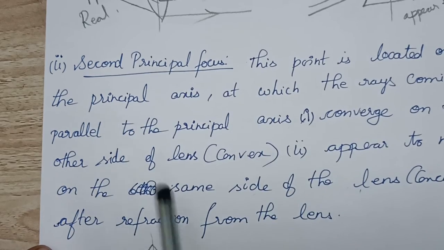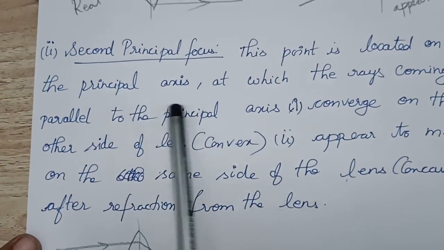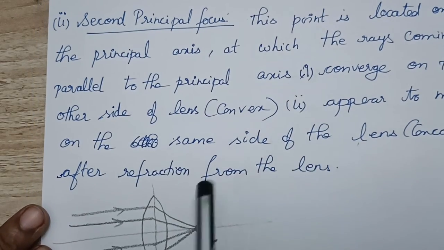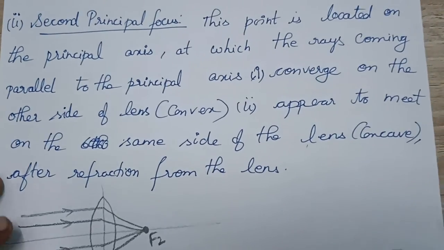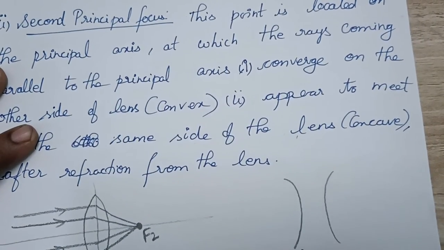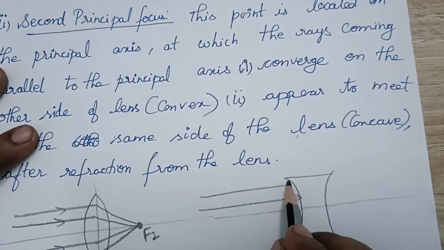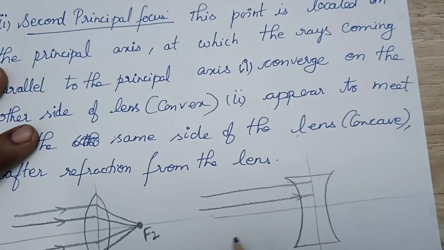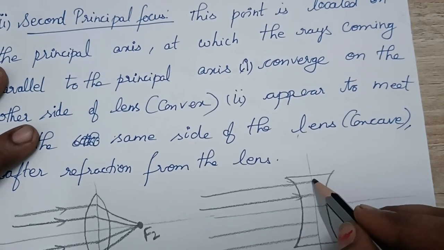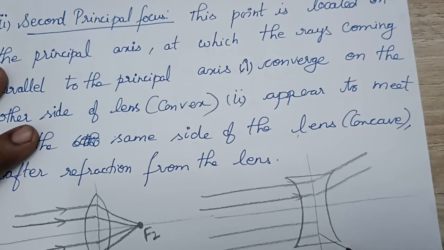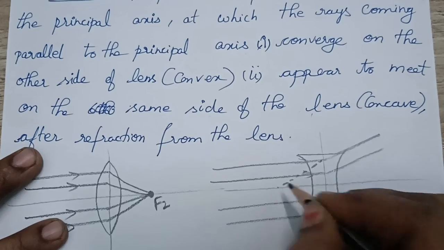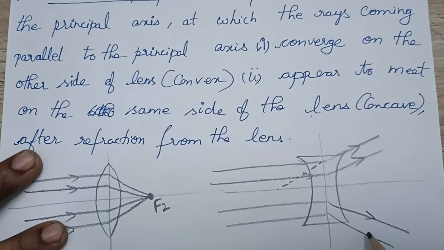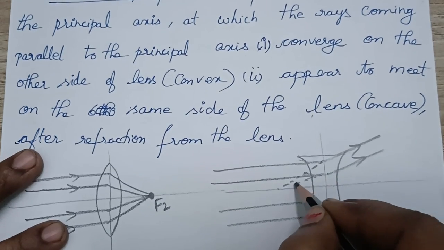See, it is a point located on the principal axis at which the rays coming parallel to the principal axis converge at a point, on the other side of the lens in case of a convex lens. In case of a concave lens, the rays are coming parallel to the principal axis, then they will diverge like this. Here, these are your refracted rays. These refracted rays appear to converge at a point.